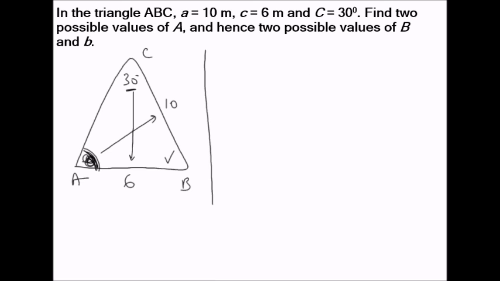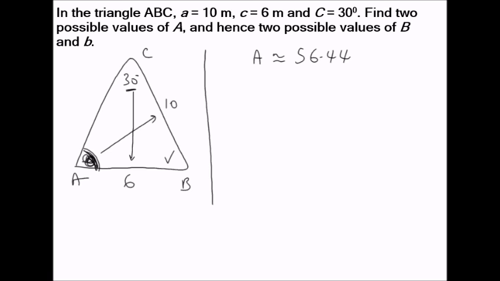So from this point we need to do two sets of calculations. So one for when A is 56.44, and the other when A equals 123.56. So let's start with the smaller of the two.